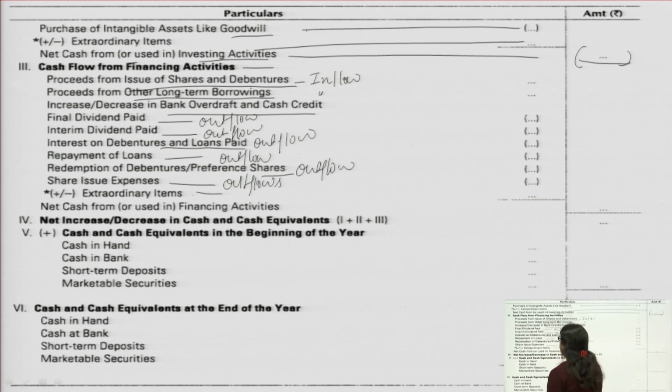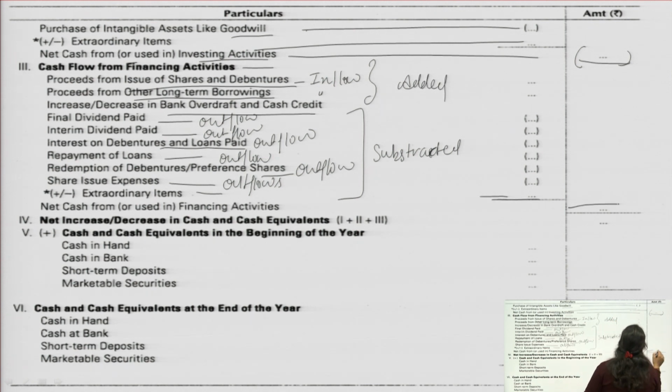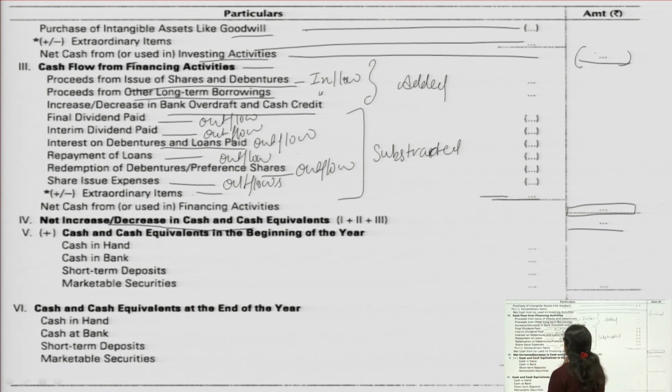Any extraordinary item, plus or minus whatever it is, we will write it here. So, these are your outflows, meaning they would be subtracted, and these are your inflows, they would be added. So, the amount which comes out will be written here, and by adding all this, it will be the net increase or decrease in cash and cash equivalents, by adding 1, 2 and 3.